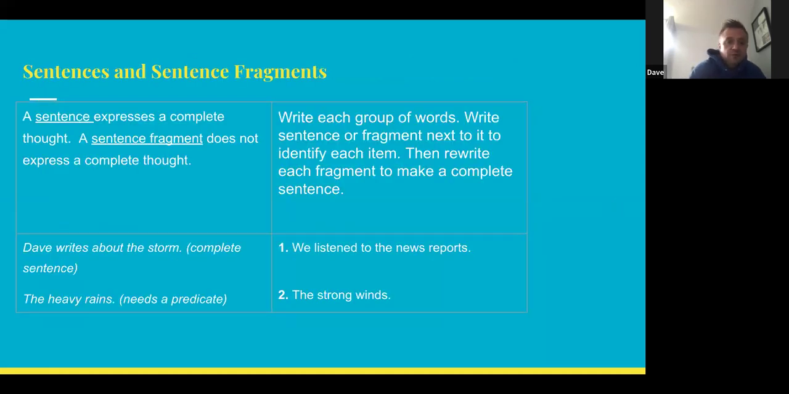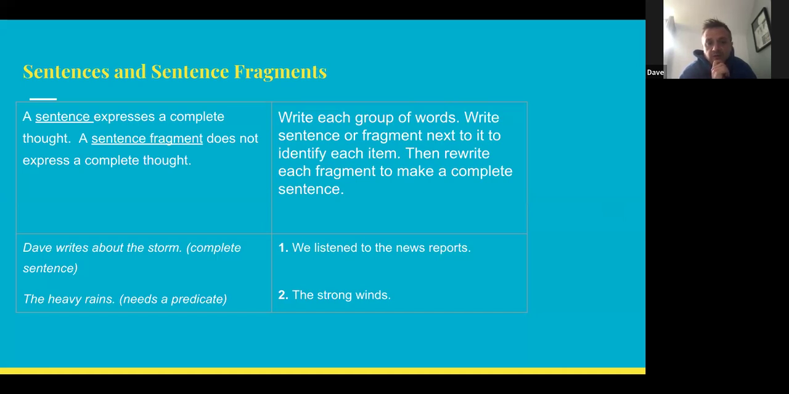And then finally, sentences. Remember in English, we do need our subject and our verb. Okay? In Spanish, you don't always need the subject because of the verb, but in English, we do need the subject and the verb. Okay? So a sentence fragment does not express a complete thought. It usually just has the subject or it has the predicate, the action.